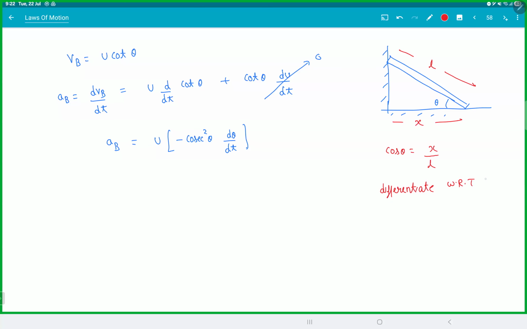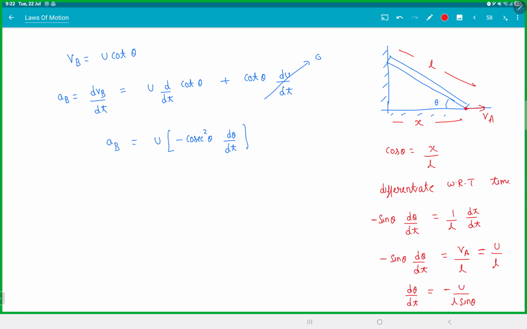You always need to get that in terms of x. The derivative of cos theta will become minus sin theta d theta by dt. This will be 1 by L dx by dt. The reason x is changing is because of the velocity of A. So minus sin theta d theta by dt is nothing but velocity of A by L, which is u by L. So from here we get d theta by dt is minus u by L sin theta.